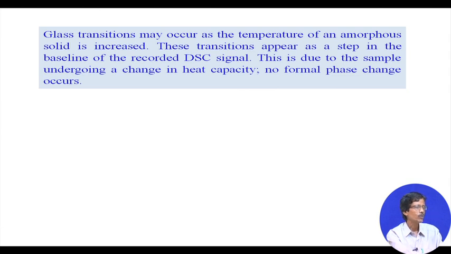Similarly, DSC will also record the corresponding temperature Tg in this fashion, as a step in the baseline of the recorded DSC signal. So, when we have the recorded DSC signal, we get a corresponding step like that of your Tg plot. This is due to the sample undergoing a change in heat capacity. No formal phase change occurred. So, here we do not have any formal phase change, but the heat capacity is changing at the point of your glass transition.